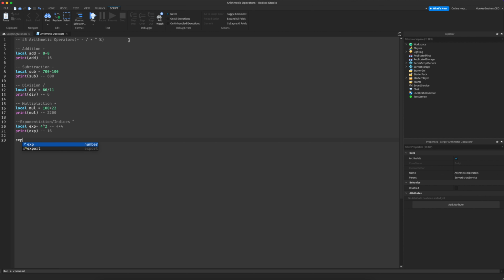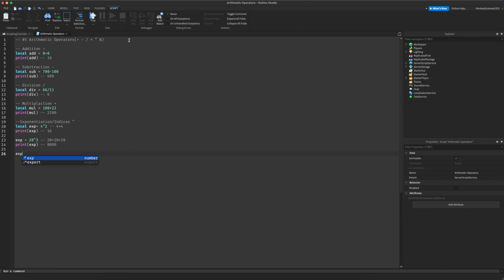So I'll do another example of this one just in case. So we'll do 20 to the power of 3. So what this is doing is just 20 multiplied by 20 multiplied by 20. So if we print exp, that should be 8000 in the output.